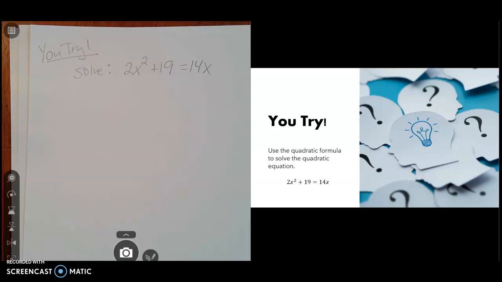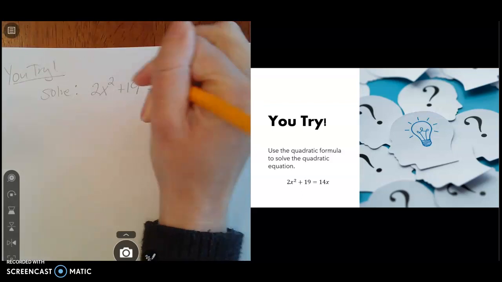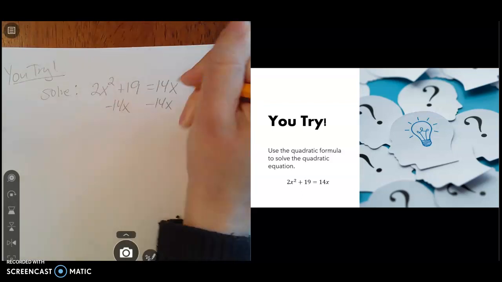Hi, you all just finished a U-Try where you got to use the quadratic formula to solve a quadratic equation. The equation I gave you was 2x squared plus 19 equals 14x. This one is not quite in standard form yet, so that's going to be our first step. To get it in standard form, I'll just subtract 14x from both sides.